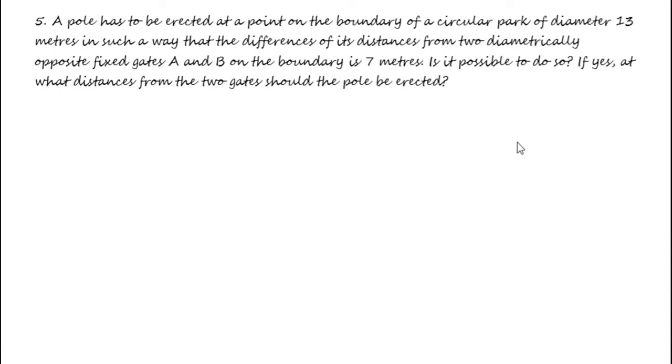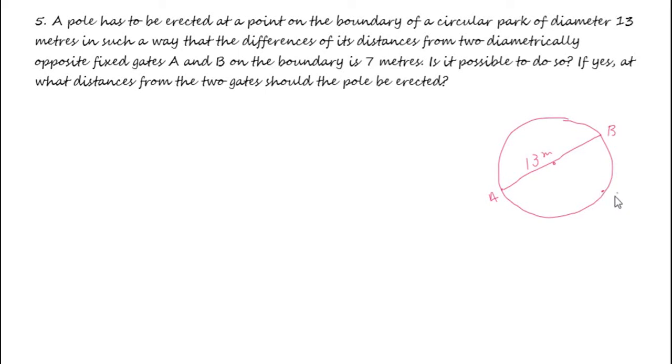First, let us draw the circular park, that is, two gates are on the diametrically opposite ends. This is A, this is B. These are the two gates. Diameter is 13, so this is 13 meters. Let us take any point on the periphery here.